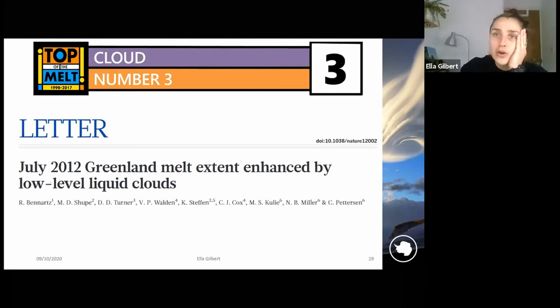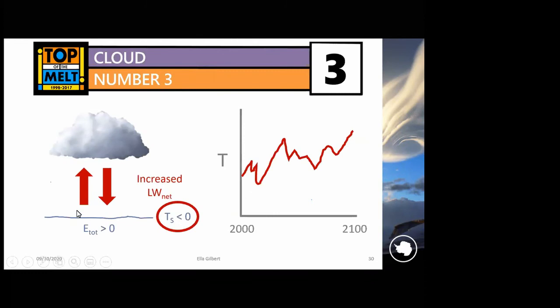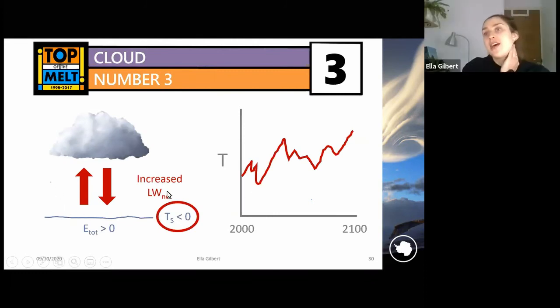Particularly low-level liquid-bearing clouds have been implicated in extensive melt events, such as we saw in 2012, I think, 5 whole days where a very, very large proportion of Greenland was undergoing surface melt conditions, which is quite uncommon. So in future, this might be more likely to happen over Larsen C. We know that clouds on Larsen C are associated with larger downwelling long wave fluxes, and that can give a slightly positive total surface energy balance. If temperatures are warm enough, then that can of course trigger melting.